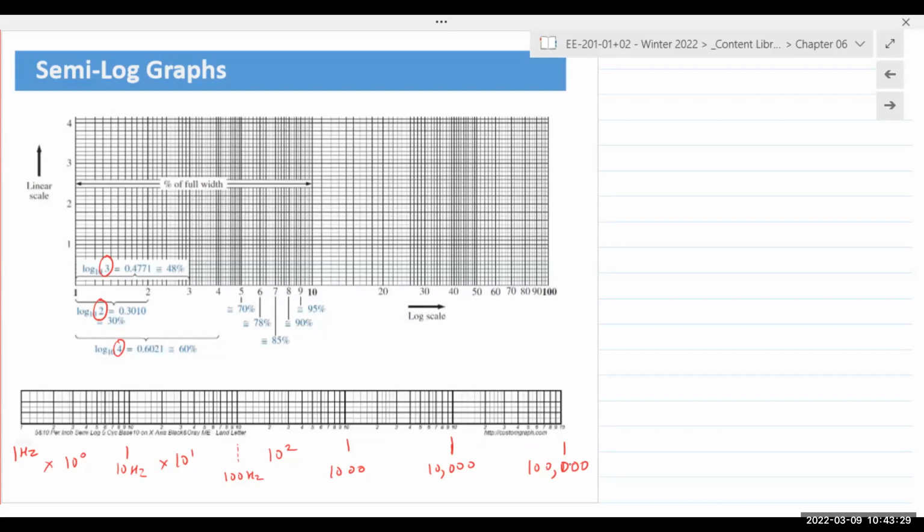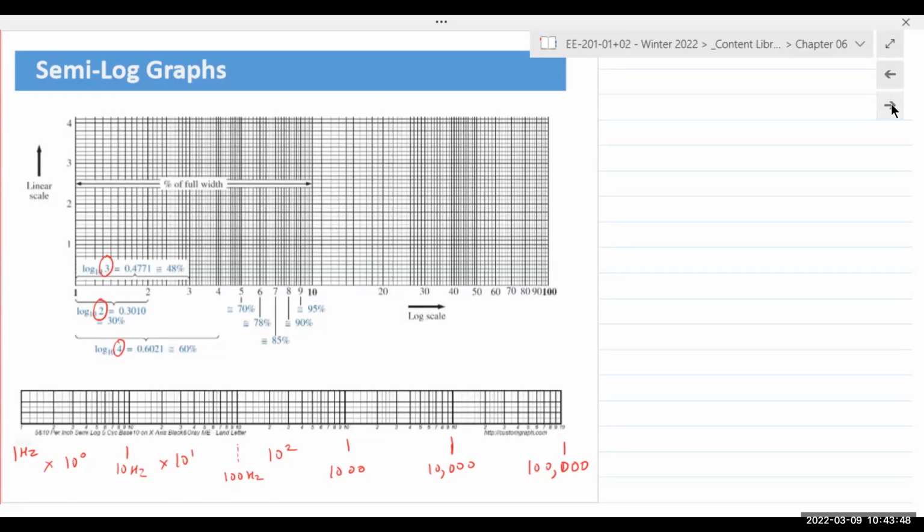Make sense? Again, if you have not yet encountered this in your fields, at some point in your career, you would, either as a student or as a working professional engineer. At some point you will. So that's what log scale is.